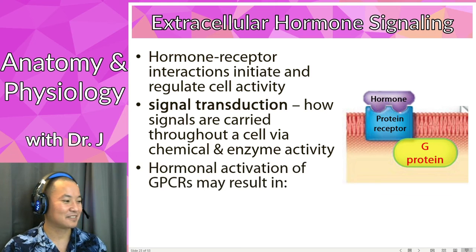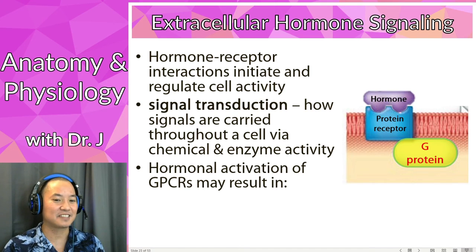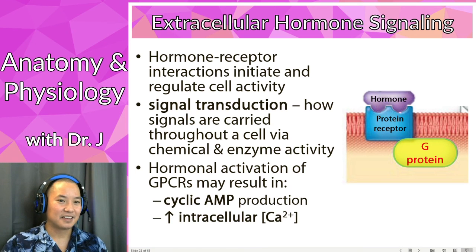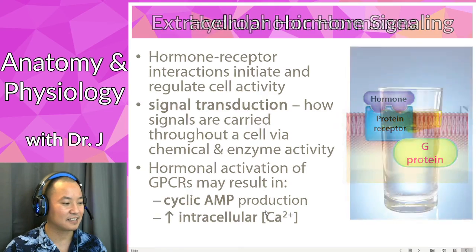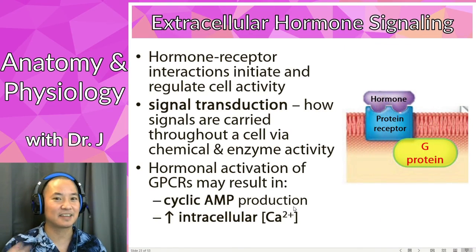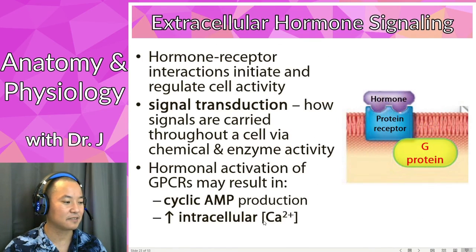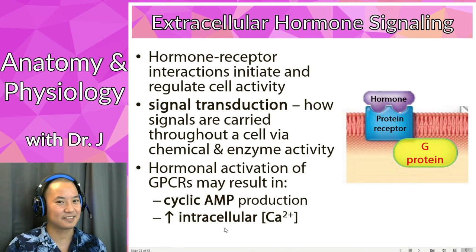So this is what I'm getting at here. Hormonal activation of these receptors may result in things like cyclic AMP production and increases in intracellular calcium concentrations. And you might see me use this abbreviation a lot. If you haven't had chemistry, whenever I have something in brackets, that's referring to the concentration of something. So this is talking about the concentration of calcium ions. When I use this kind of symbolic notation, I'm just saying you have an increase in the concentration of calcium ions inside the cell.